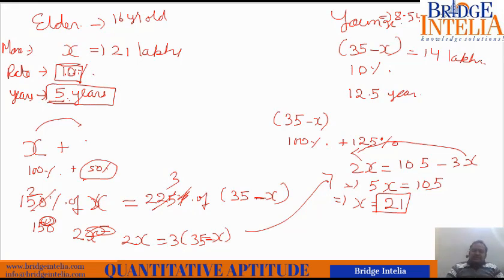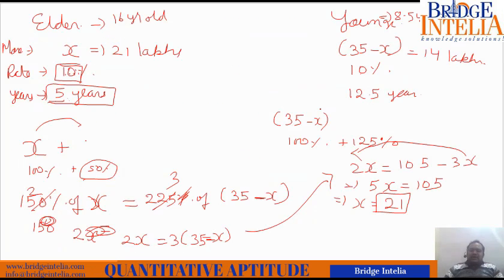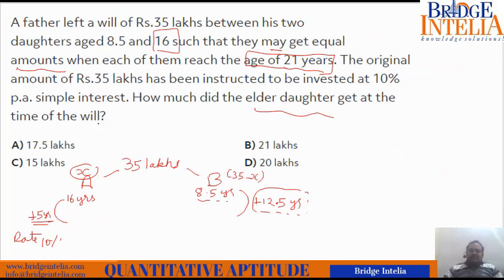What is the question? How much did the elder daughter get? So the elder daughter we have assumed to be X. So X came out to be equal to 21 lakhs. So the final answer is 21 lakhs.